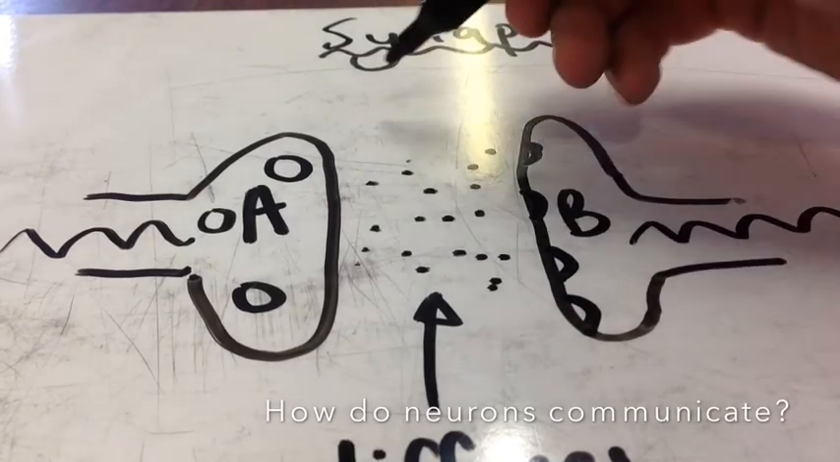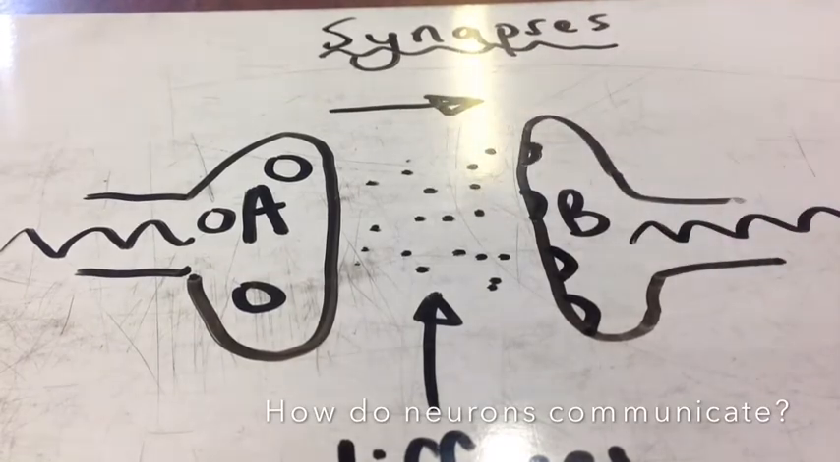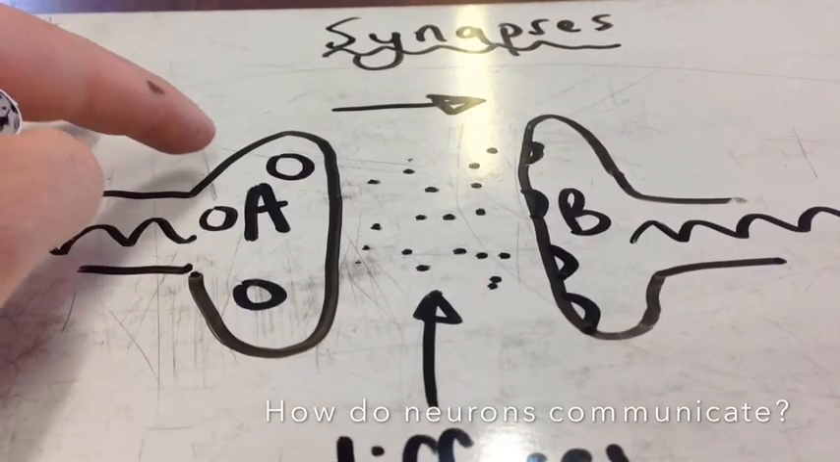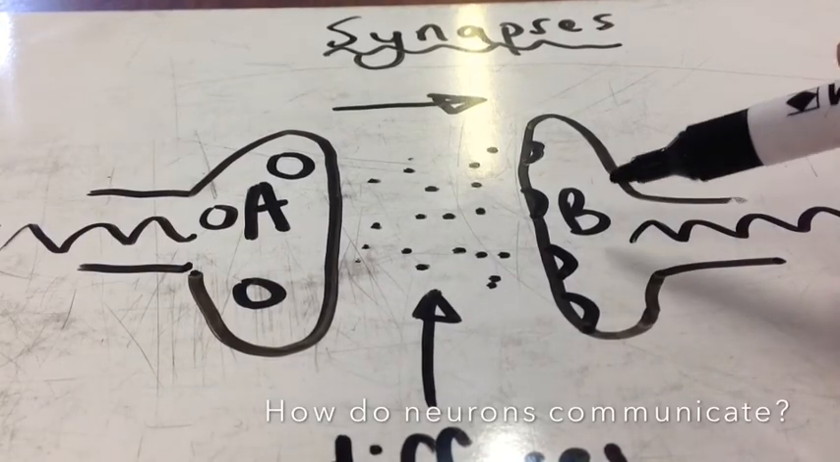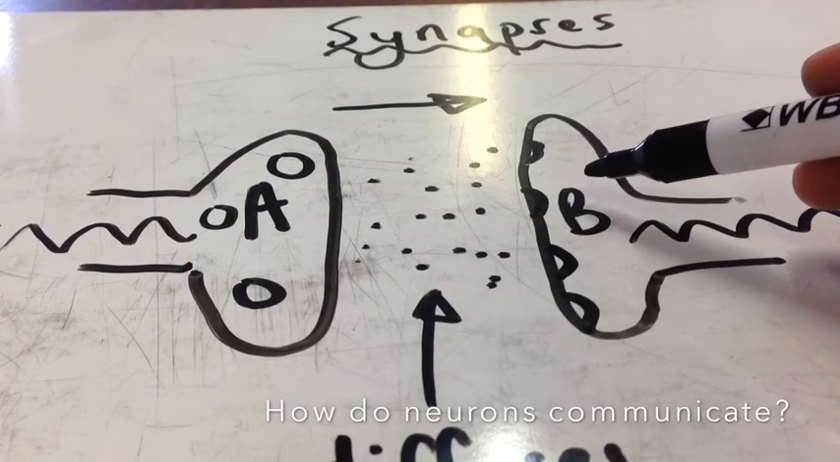This only works in one direction, and the reason being the neurotransmitter would be contained on one side, the receptors would be contained on the other.